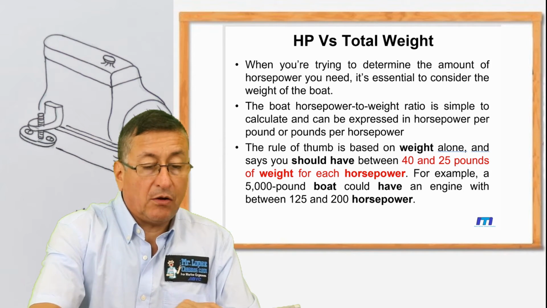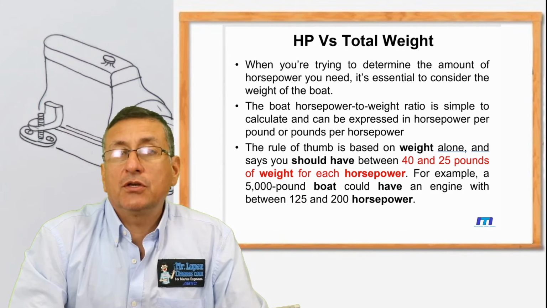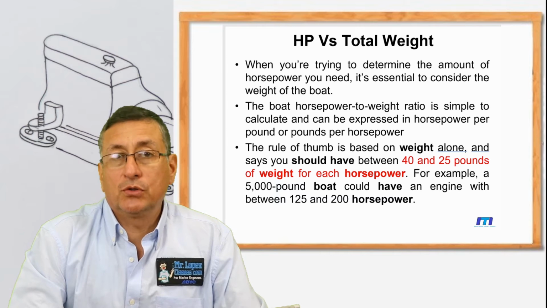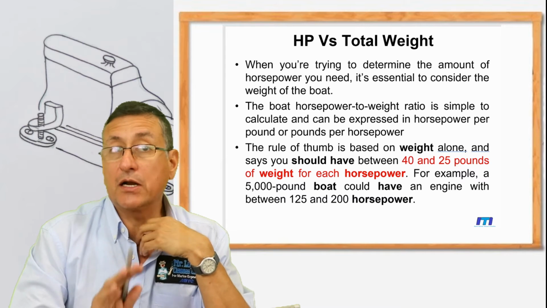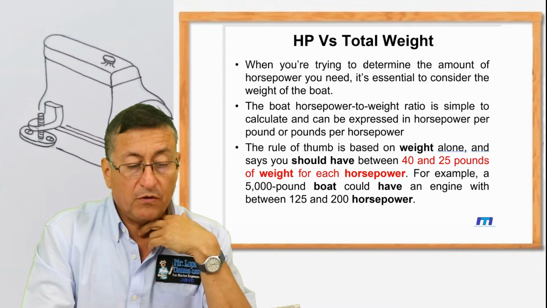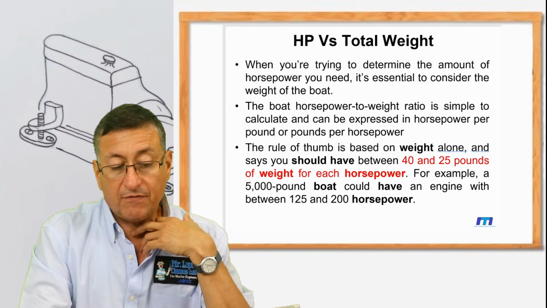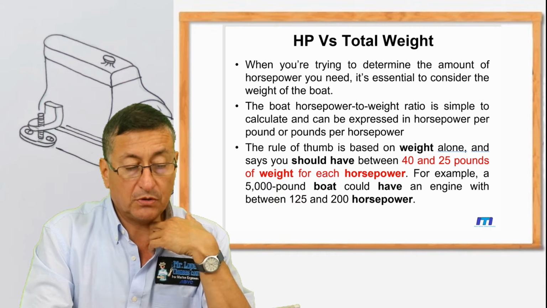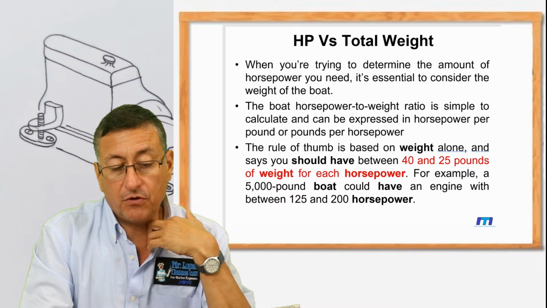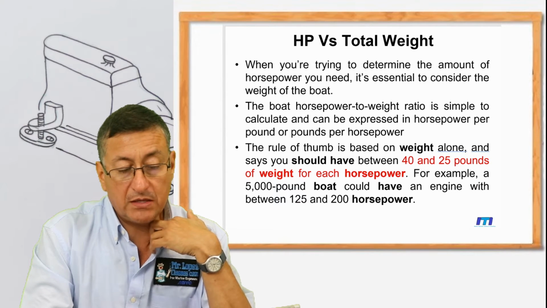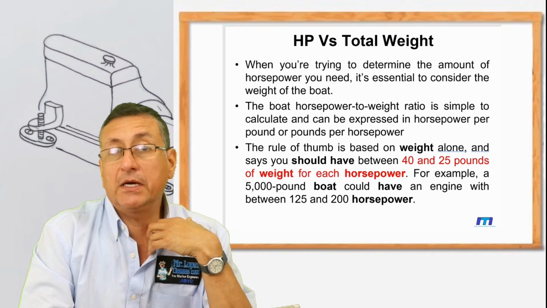Okay, my friends, and now we are going to try to calculate the horsepower that you require in the engines according with the length of the boat. This is an important formula. This is the rule. In general, the rule of thumb is based on the weight, and they say that you have in between 40 and 25 pounds of weight per each horsepower. Once again, you have in between 40 and 25 pounds of weight per each horsepower. For that reason, normally I divide it by 30.